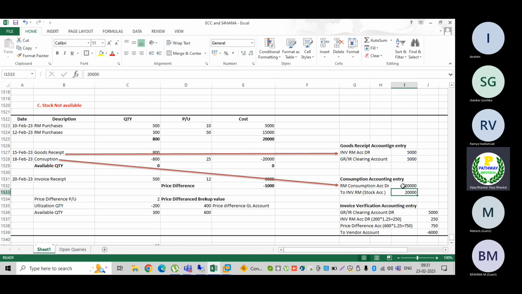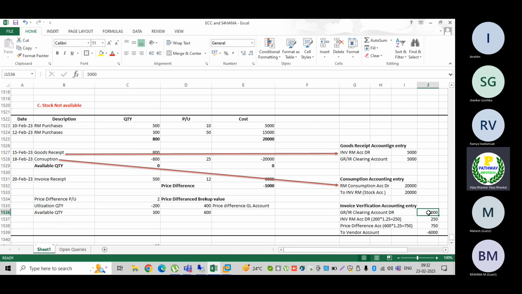Still there is a price difference, remember. This price difference I am carrying from the beginning. Remember, the price difference will be calculated at the time of invoice verification only. Then GRIR clearing account: because I have received only the invoice for this purchase order, I am booking the entry against this purchase order only, 5,000 rupees.